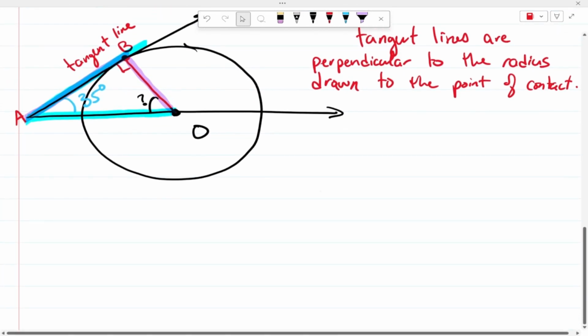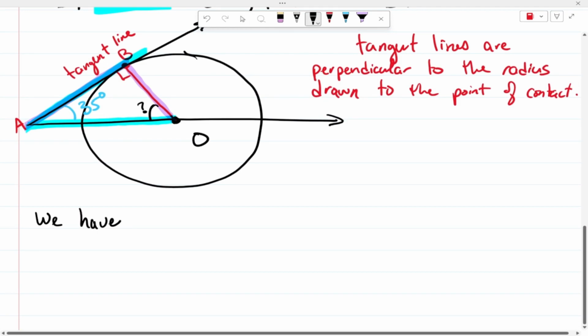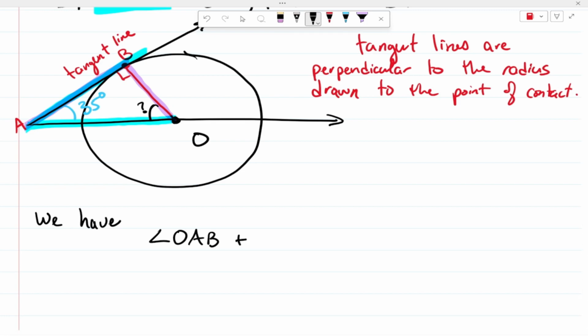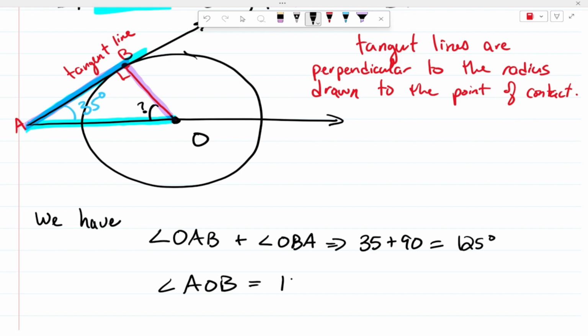So here's what we have. The measure of OAB plus the measure of OBA is going to be 35 plus 90, which is a total of 125 degrees. Now, the sum of the angles inside of the triangle has to be 180. Therefore, the measure of angle AOB is going to equal 180 minus 125, which turns out to be 55 degrees. So we can use the property of tangent lines and understand that they will always be perpendicular to the radius drawn from the center to the point of contact.